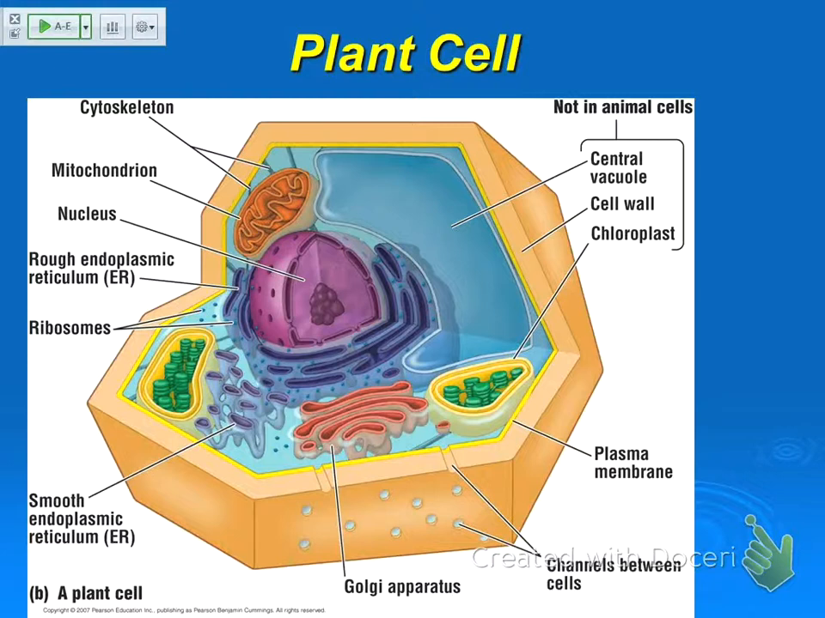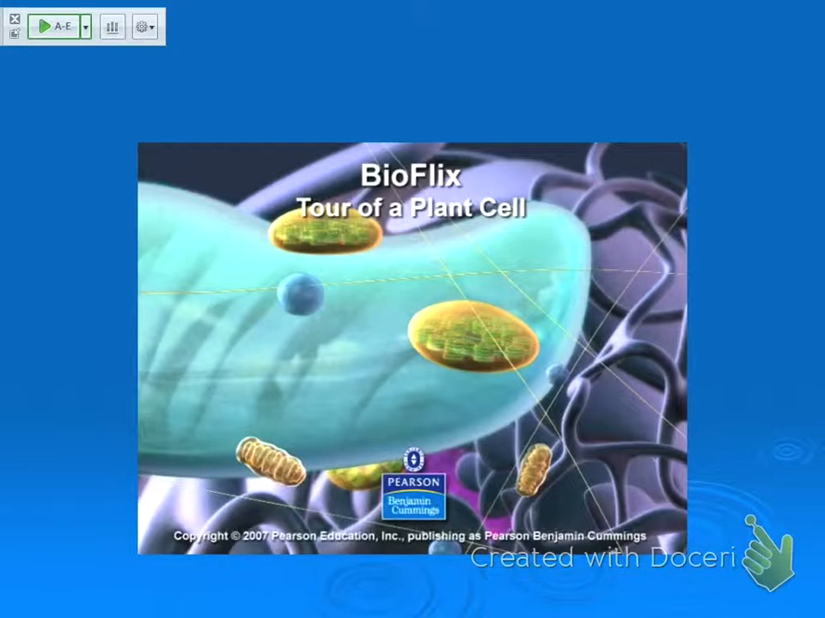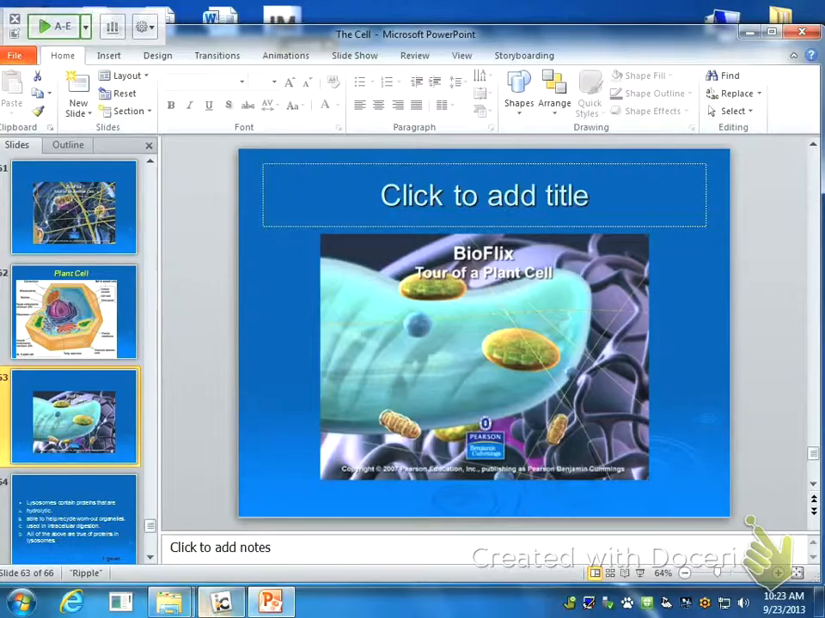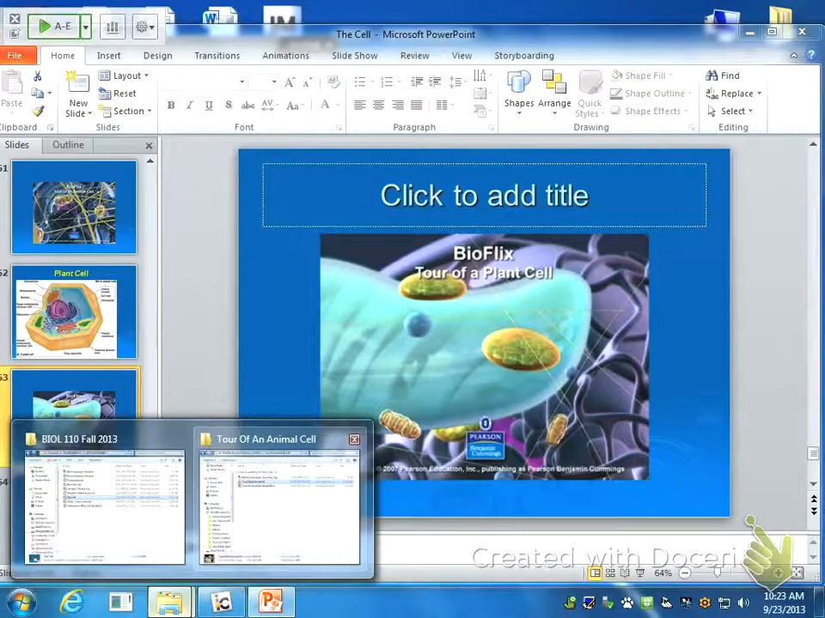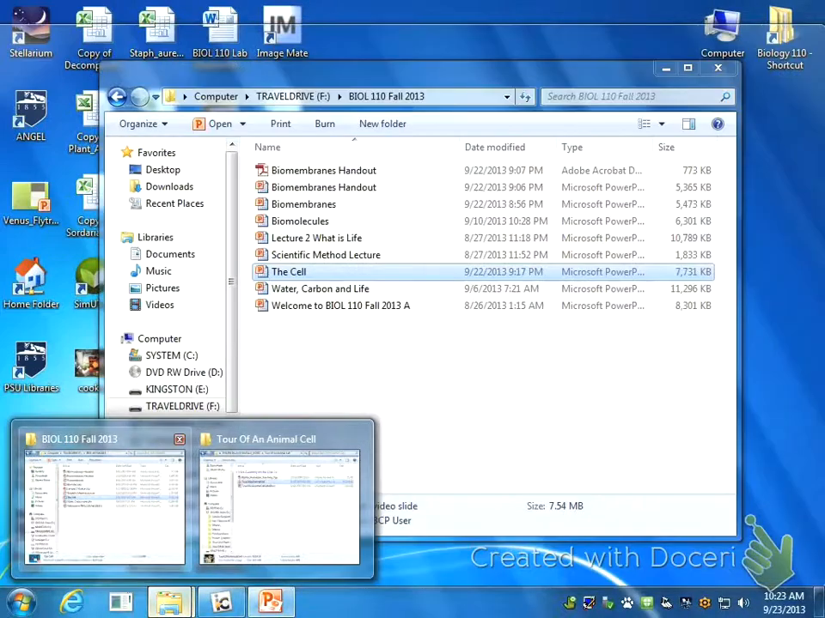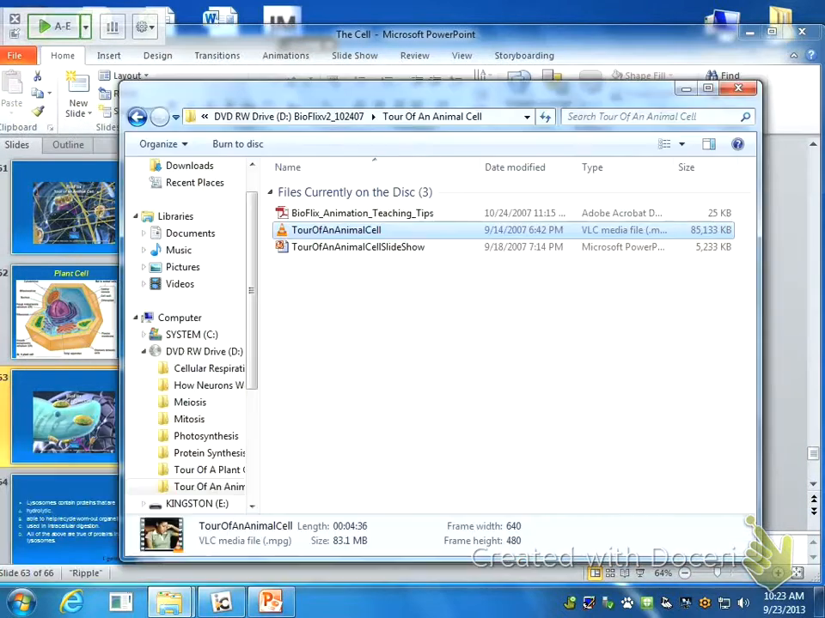So let's do a quick little tour of the plant cell. I have a question for you. Yes, Jeremy. Why do plants make extra? Like, it's not just what they need, but they make more. Well, they will store it.